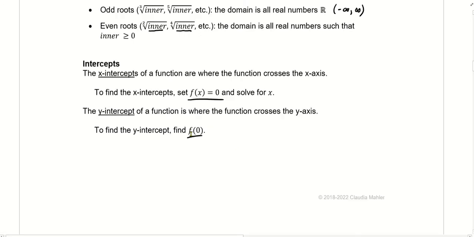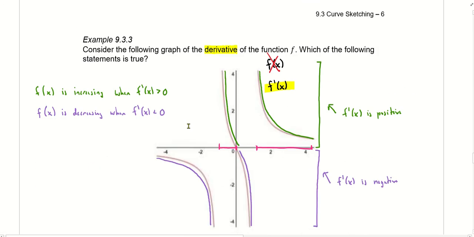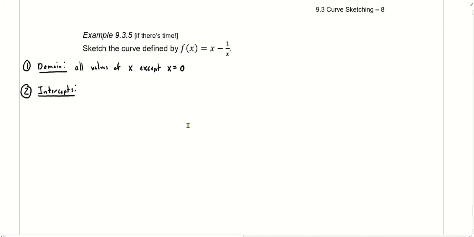So let's do our x-intercepts first. Sorry, we have to do so much scrolling. So let's start with the x-intercepts. What I'm going to do is take my function, x minus 1 over x, and set it equal to 0 and solve for x.